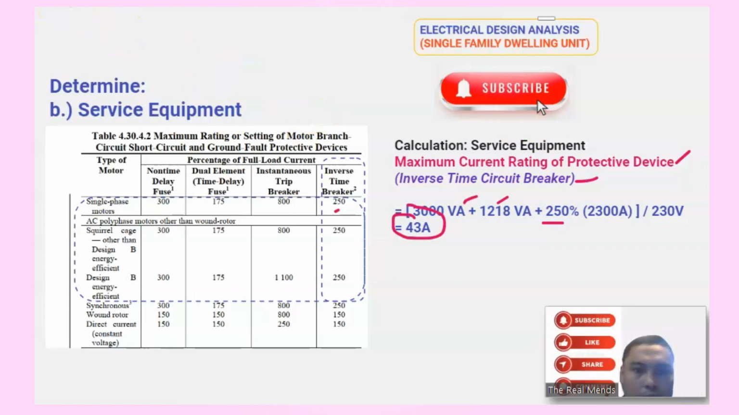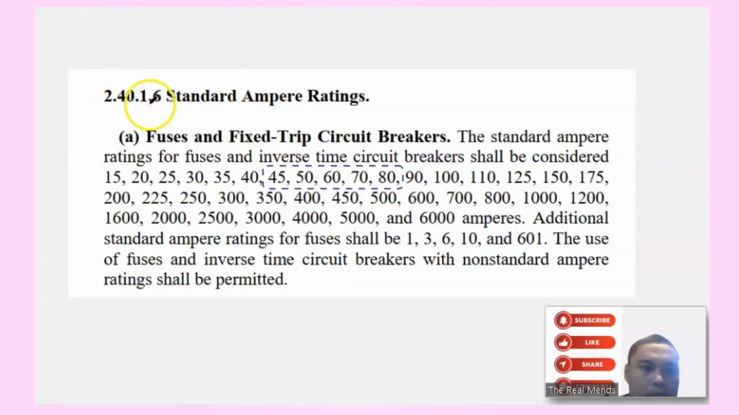If you look on the PEC, 2.40.1.6, standard ampere ratings, fuses, and fixed trip circuit breakers. Okay, ito yung standard ampere ratings for fuses and inverse time circuit breakers. So yung ating calculation is 43 amperes. So the circuit breaker closest is 45 amperes, 50, 60, 70, or 80.